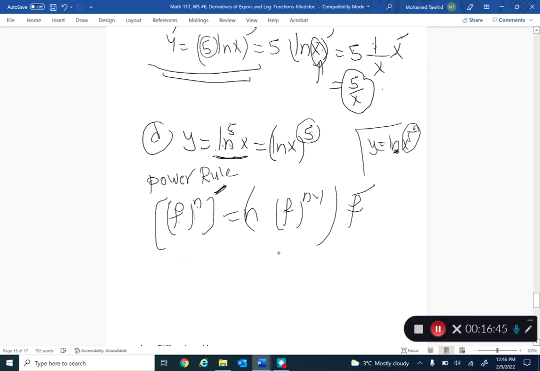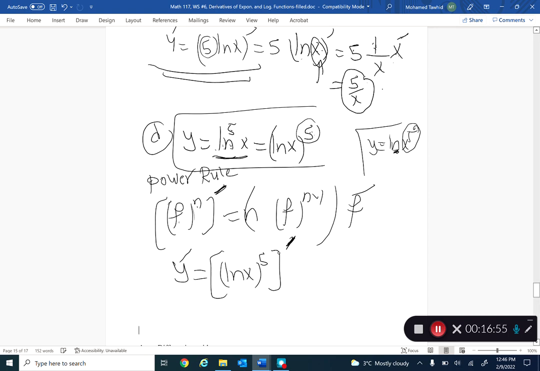So let us apply this here. You have y prime. It will be ln x to the power 5, a bracket to the power 5, and I need to take the derivative of this. If I compare, what is my n? Your n is 5. What is your f, what is inside the bracket? ln x. So the derivative will be 5, that is your n, and here is your bracket ln x to the power 5 minus 1, n minus 1, and I have to multiply by the derivative of whatever is inside the bracket.